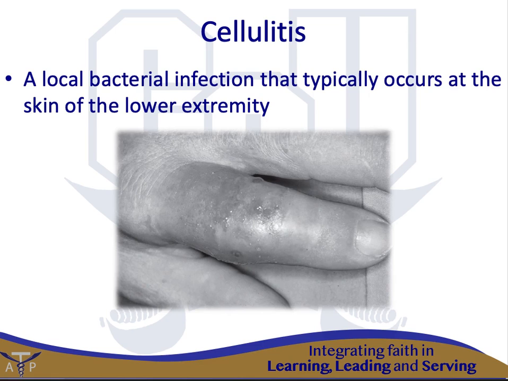Cellulitis is a local bacterial infection that typically occurs at the skin of the lower extremity. However, cellulitis can occur at any portion of the body. If this is left untreated, the infection can become systemic and life-threatening. When we look at cellulitis, there are specific risk factors that include people who have athlete's foot, open wounds, a weak immune system, other skin conditions, and swollen extremities.